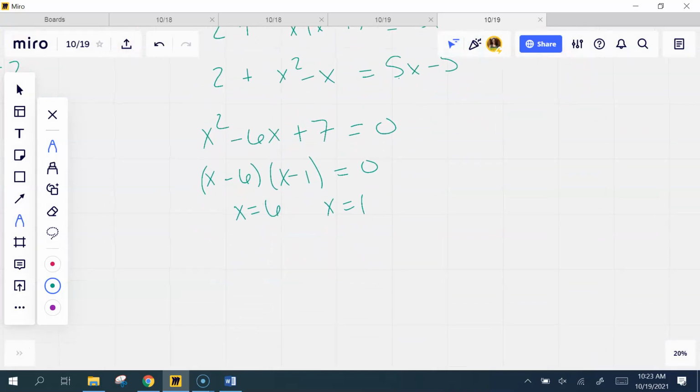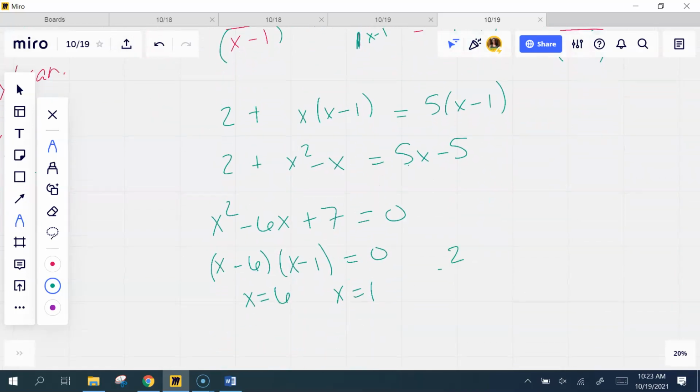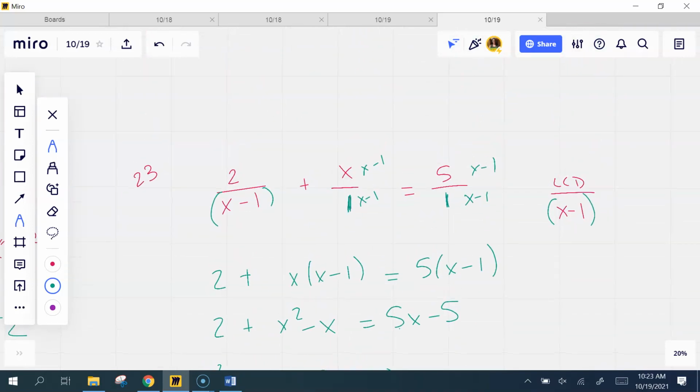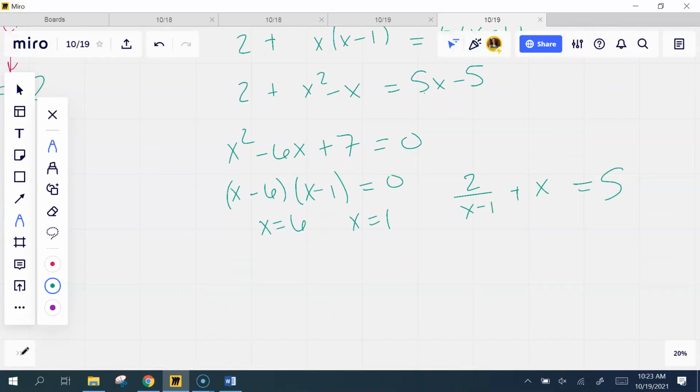Now check for extraneous. So plug back in. 2 over x minus 1 plus x equals 5. This is an easy one to check. If I do 6, I have 2/5 plus 6 equals 5. Is that true? No. What? Did I do something wrong? You're right. Oh, I do suck at that one.